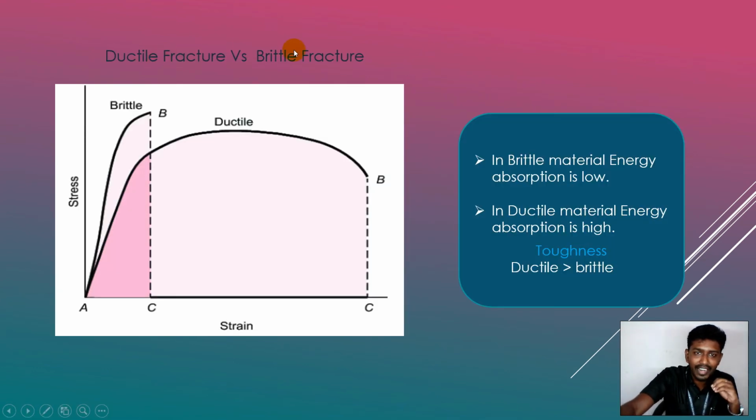When we compare ductile fracture and brittle fracture, you can see evidently from the graph the area obtained by the brittle fracture is very small when compared with the ductile fracture. Am I right? So from this it is determined that in brittle material the energy absorption is very low, as the area covered is very small. And in the ductile material energy absorption is very high, right? The area covered is very high, so the energy absorption is very high. So from this we can conclude the toughness of the material is very high in ductile material than brittle.